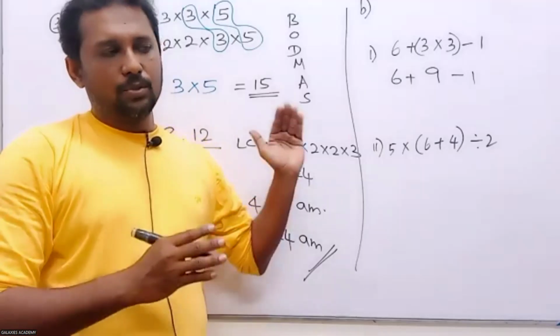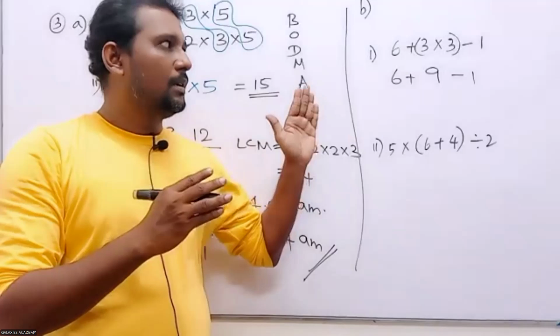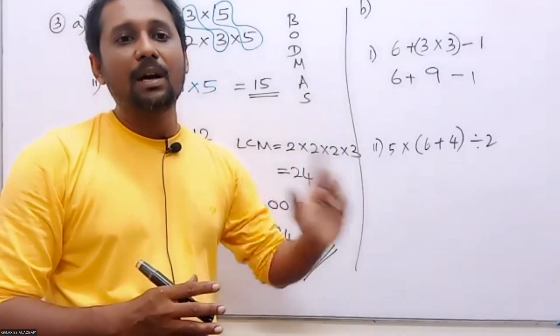Also you have to go to simplify left to right if containing only division and multiplication.